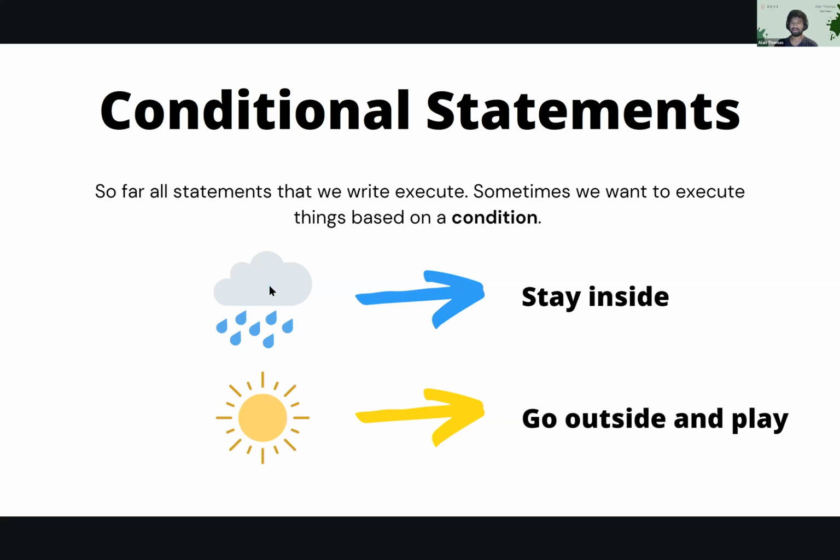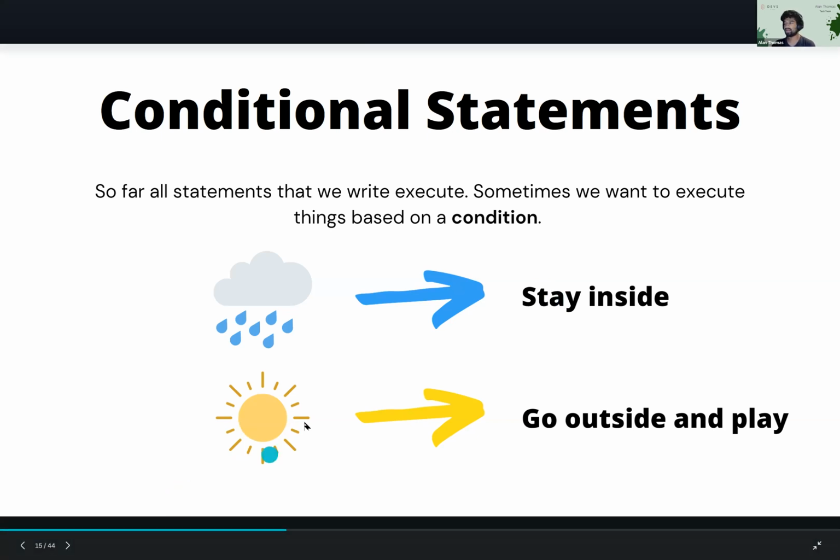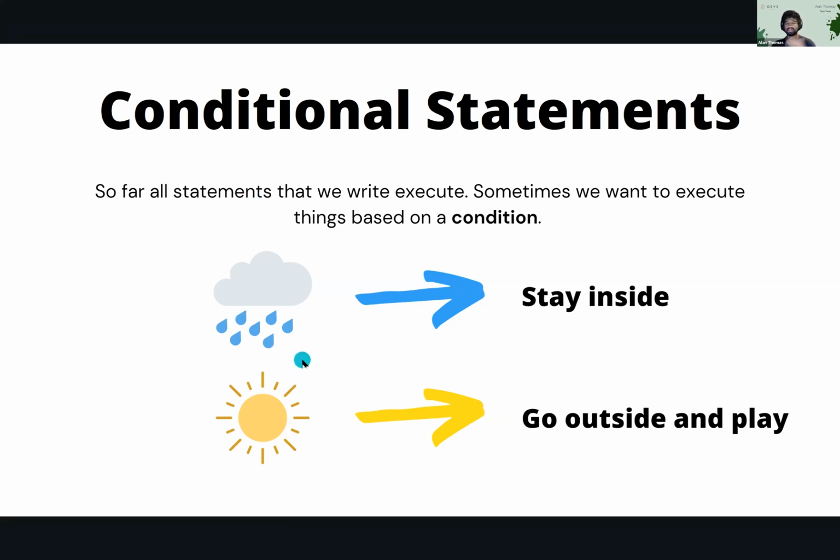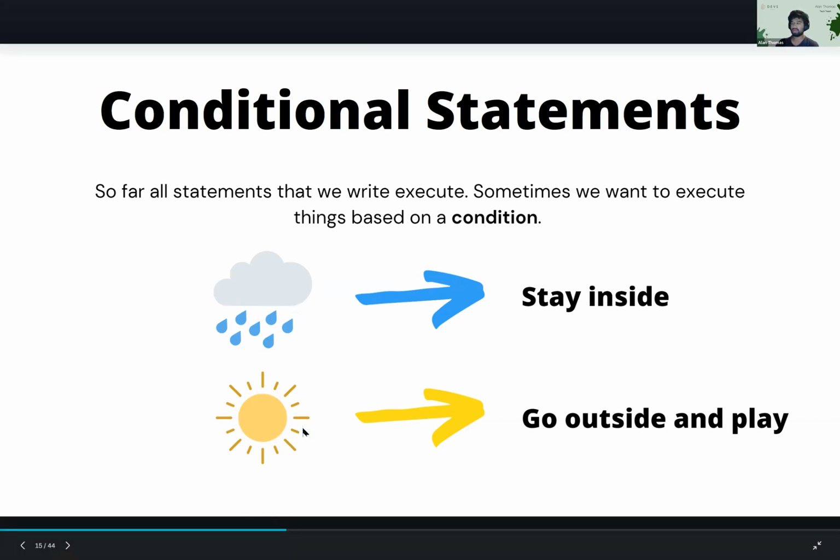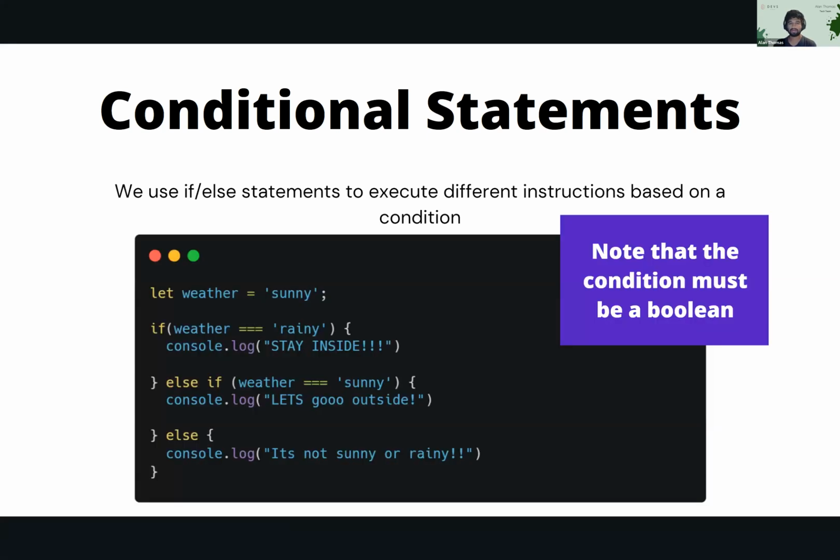If it's raining, we do some actions, for instance, stay inside. If it is sunny, then we'll go outside and play. So we're making that decision based on the weather, and if it's equal to either rainy or sunny. We can do this in JavaScript using an if, else if, and else statement, and it allows us to execute different code based on a particular condition.